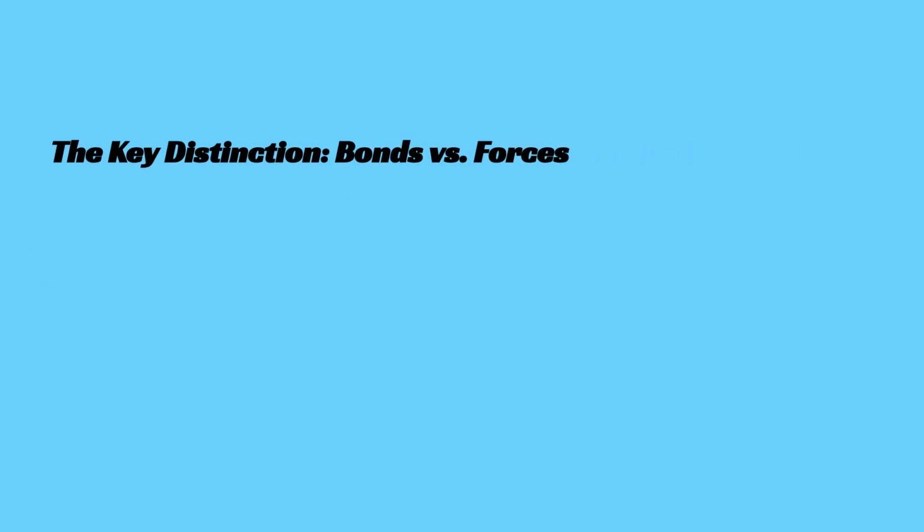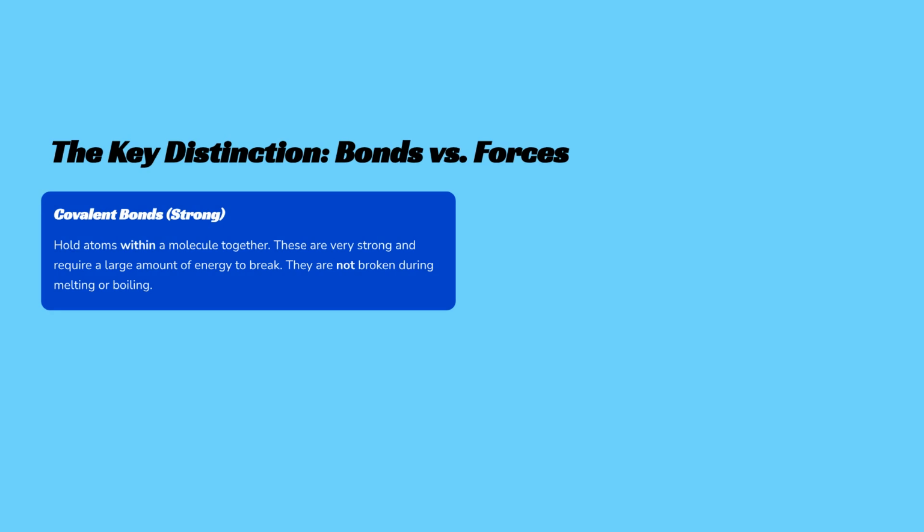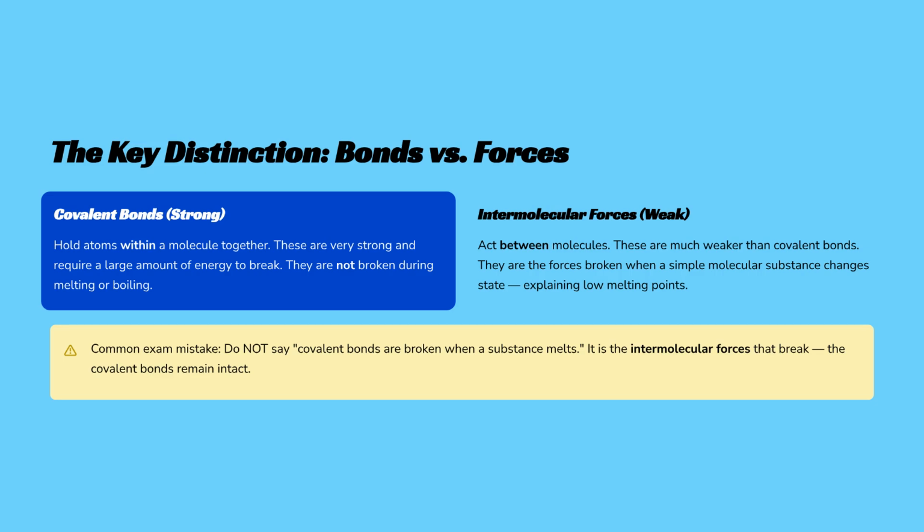It's vital to distinguish between strong covalent bonds, which hold atoms within a molecule and are not broken during a state change, and weak intermolecular forces, which act between molecules and are easily broken during melting or boiling. Chapter 5 focuses on metallic bonding, the unique structure that explains the useful properties of metals.